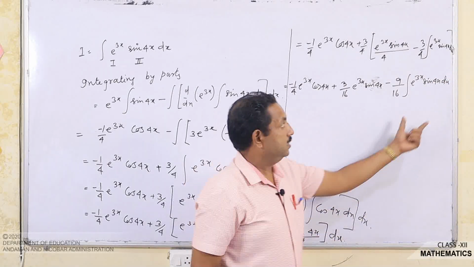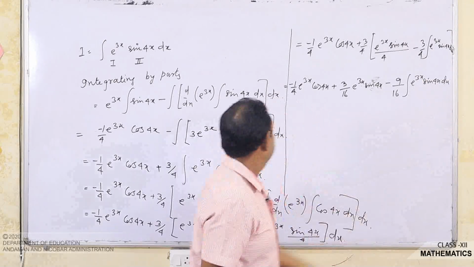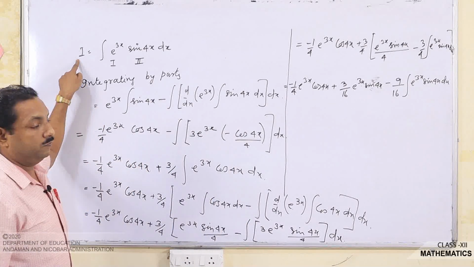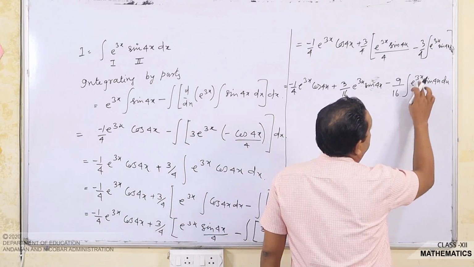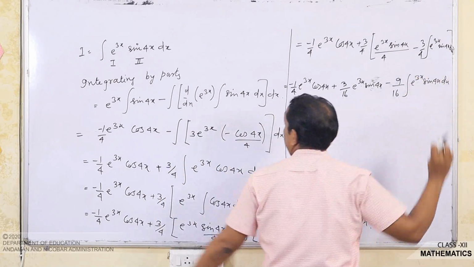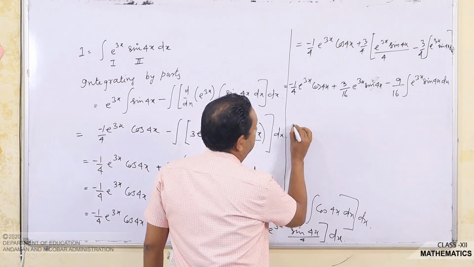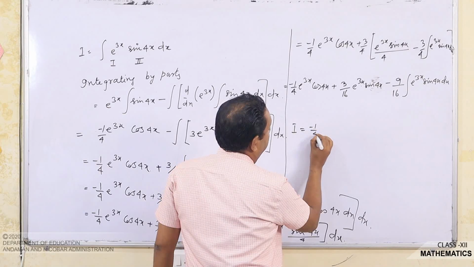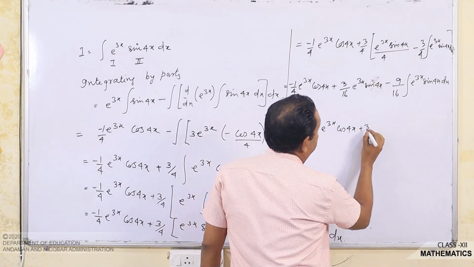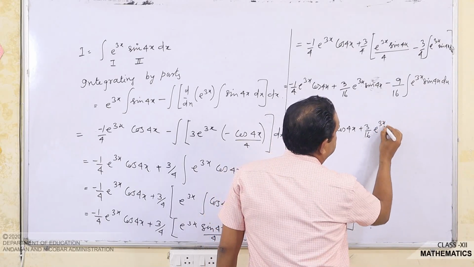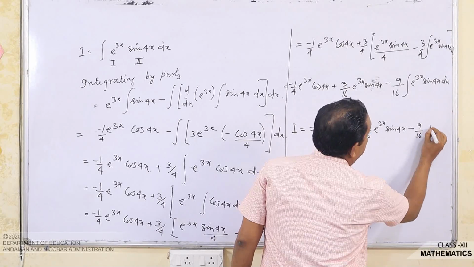Now, dear student, look here, this is integration of e power 3x sin 4x, that is nothing, exactly this is our question. That means we can replace this part, integration of e power 3x sin 4x dx by I. So, you have I equal to minus 1 by 4 e power 3x cos 4x plus 3 by 16 e power 3x sin 4x minus 9 by 16 I.